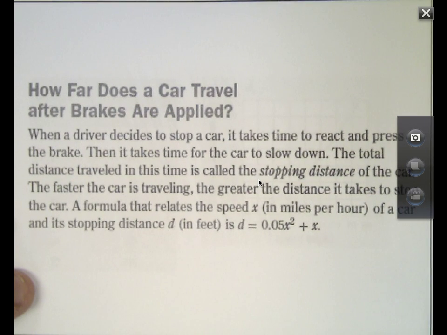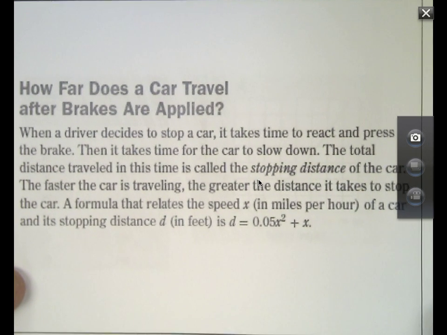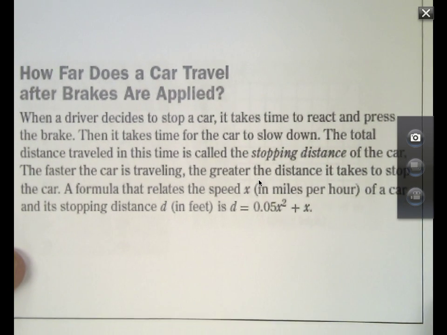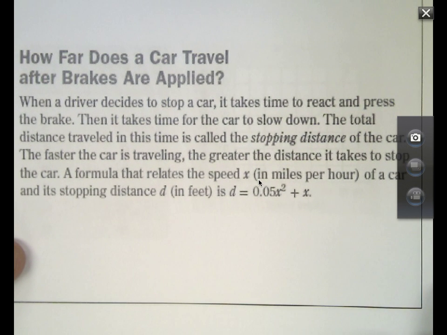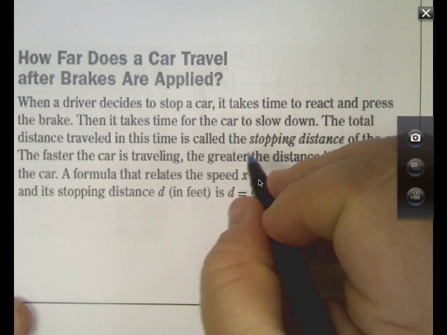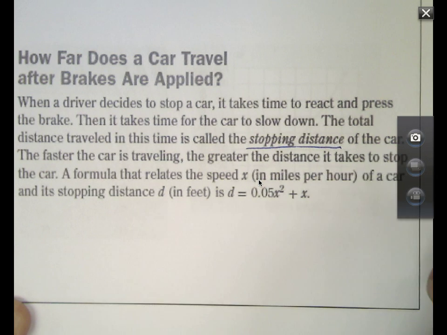How far does a car travel after brakes are applied? When a driver decides to stop a car, it takes time to react and press the brake. Then it takes time for the car to slow down. The total distance traveled in this time is called the stopping distance of the car. The faster the car is traveling, the greater the distance it takes to stop the car.